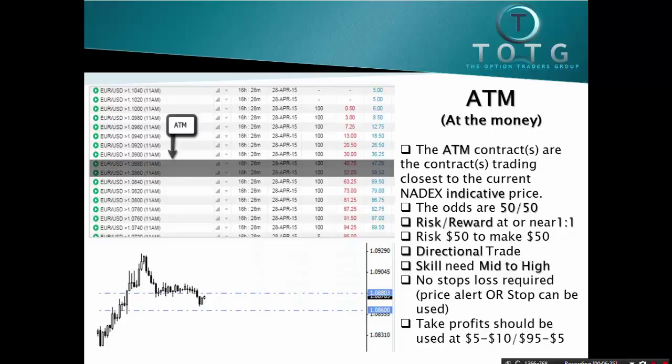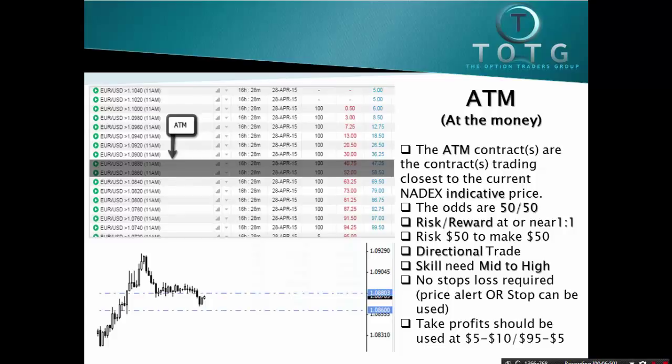There is some skill required here, and the skill needed is mid to high level, I would say. I say mid to high because price is at the strike, so it doesn't have to go very far for it to go in your favor. Versus some of the other, like out of the money, which we're going to talk about a little bit, price is going to have to travel a lot further, so you're going to have to be pretty good at picking a direction.